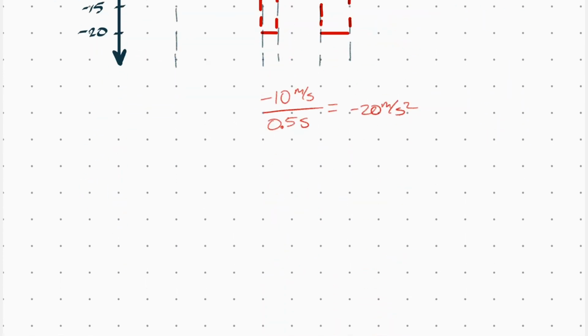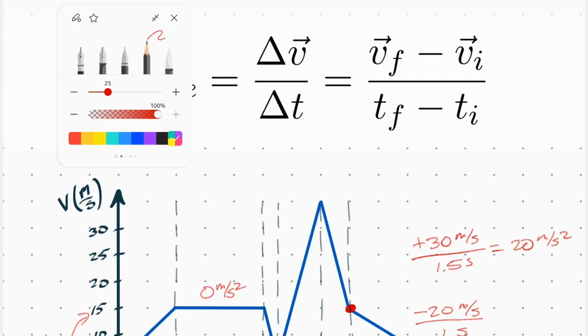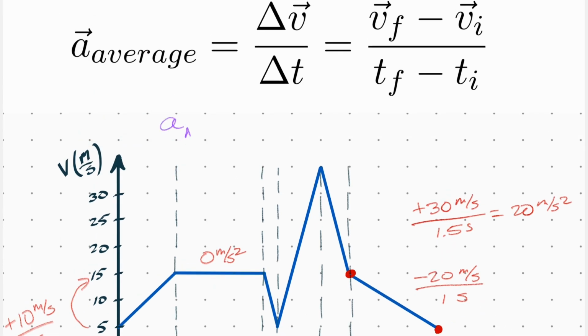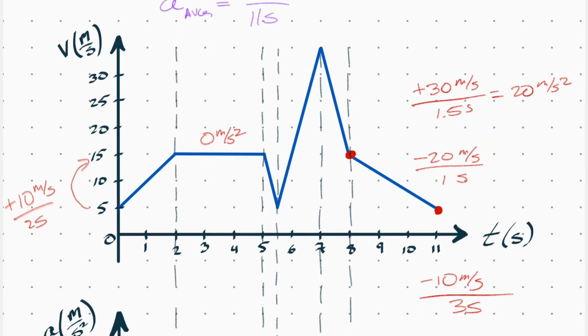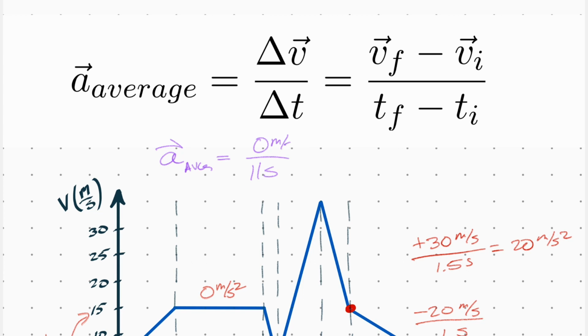So moving on here, you might ask next, what's the average acceleration of the whole interval from 0 to 11 seconds? A average for the whole interval is going to be some change in velocity over 11 seconds, right? And what's the change in velocity? Well, v final is 5, v initial is 5, so the change in velocity is 0 meters per second, and that would lead to an average acceleration of 0 meters per second squared.